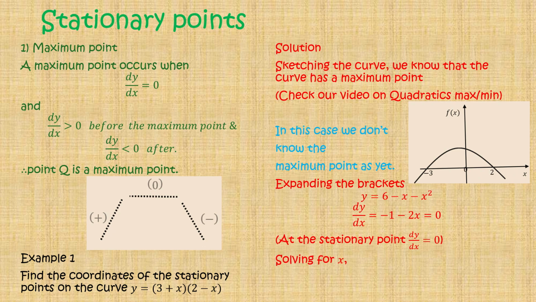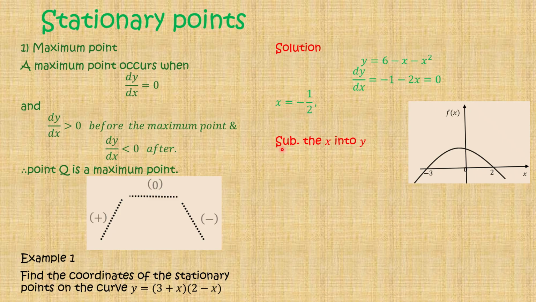As we solve for x, in the dy dx, we are going to get x equal to -1/2. Now that we have obtained the x value, we now move on to find the y value. It will be easy to find the y value simply because we are going to substitute the x value into the y. So wherever we have x, we substitute with -1/2.